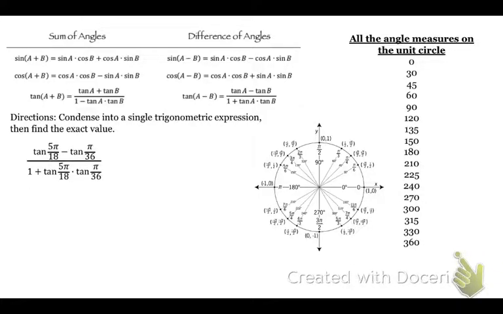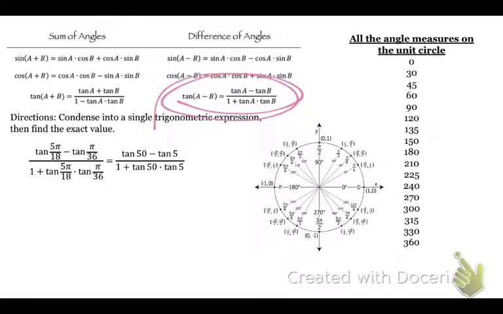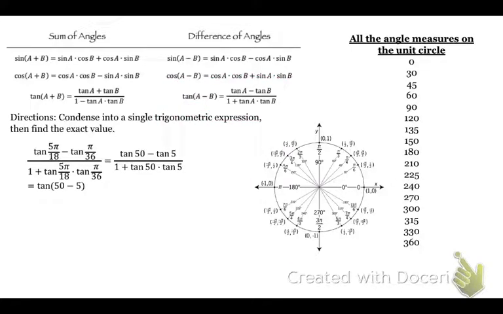This one is all in radians. I'm going to convert it to degrees. So we have tangent of 50 minus tangent of 5 over 1 plus tangent of 50 times tangent of 5. And it looks like this is the difference of angles with tangent. So here this is going to be tangent of 50 minus 5, which is tangent of 45. Then if we look at 45 right here, that's square root of 2 over 2 over square root of 2 over 2, which equals 1.